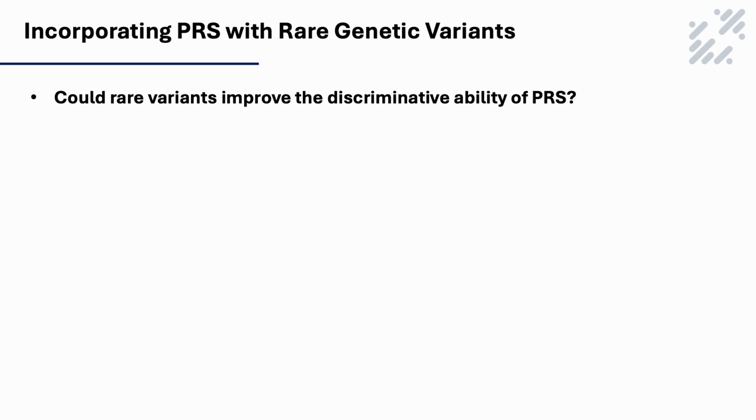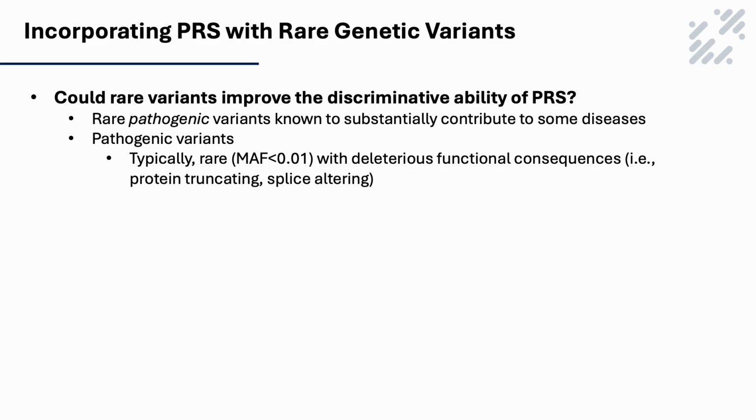The last topic that I want to touch on is incorporating polygenic risk scores with rare genetic variants. So here we're asking the question, could rare variants improve the discriminability of polygenic risk scores? We know that pathogenic variants are associated with substantial disease risk for some diseases, including prostate cancer.